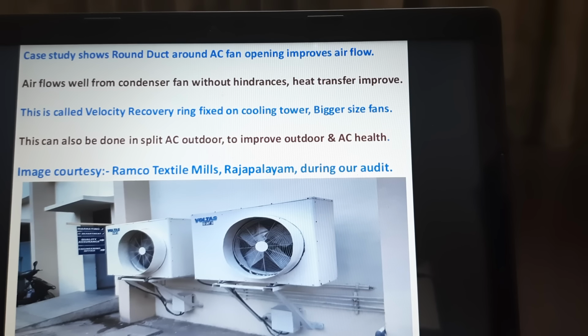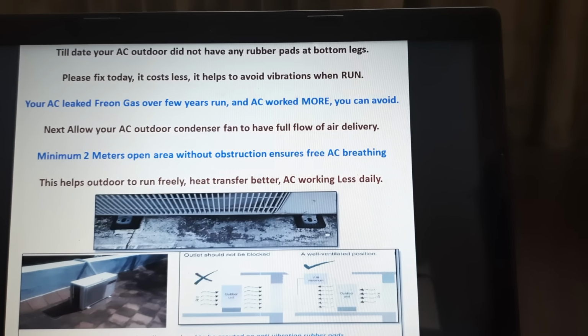Next, the case study shows the round duct that is fixed on the fan delivery side. Normally it is called a velocity recovery ring. It is used on cooling towers and all bigger size condenser fans, but this can also be used on the split AC outdoor fan. This reduces the AC run hours and compressor run hours, it increases the heat transfer, and the overall electricity bill also reduces. This we have observed during our energy audit at Ramco Textile Mills at Rajapalayam.